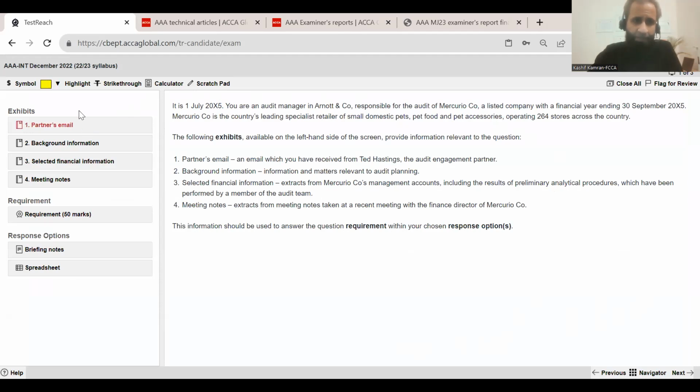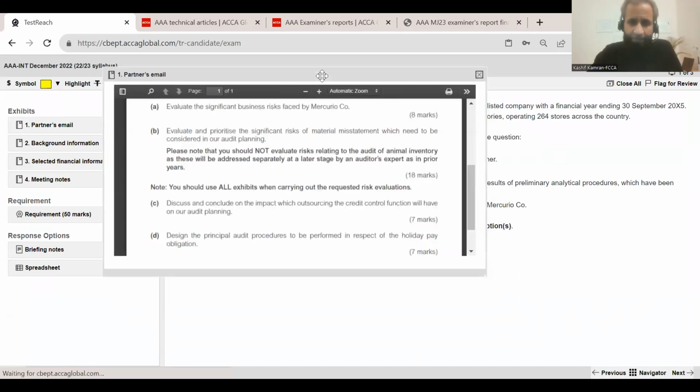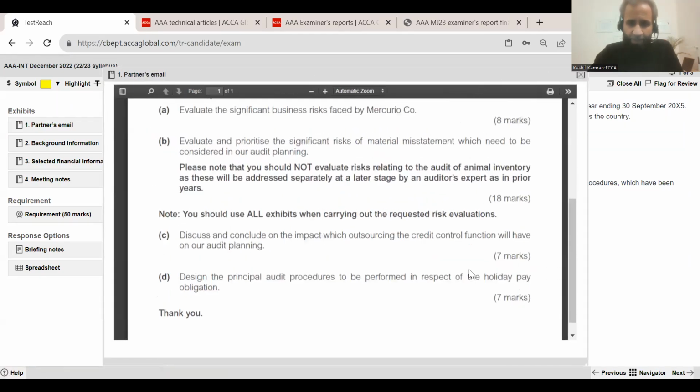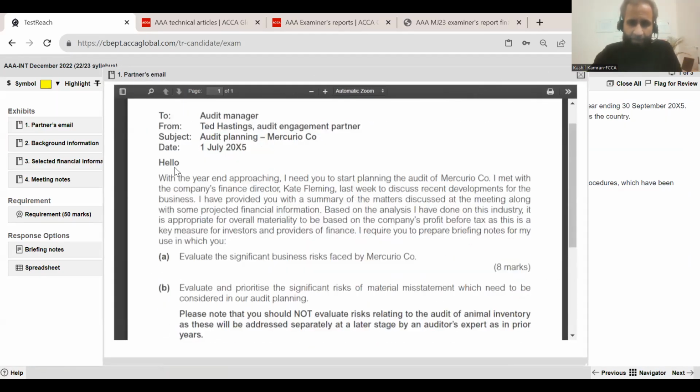We opened the partner email from the December 22 paper, and in the partner email, we got the statement of the partner. In the hello paragraph, the partner said, based on the analysis I have done of the industry, it is appropriate for the overall materiality to be based on the company's profit before tax. So he wants us to base the materiality on the profit before tax, and we need to determine the materiality in accordance with the partner's expectation.